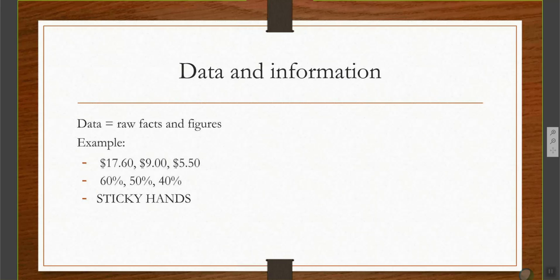Hi, I am Ekapat. I will talk about the data and information. The data is raw facts and figures. It has no meaning itself. For example, the set of data $7.6, $9, $5.5. Another set 60%, 50%, 40%, and some clauses. For example, sticky hands.